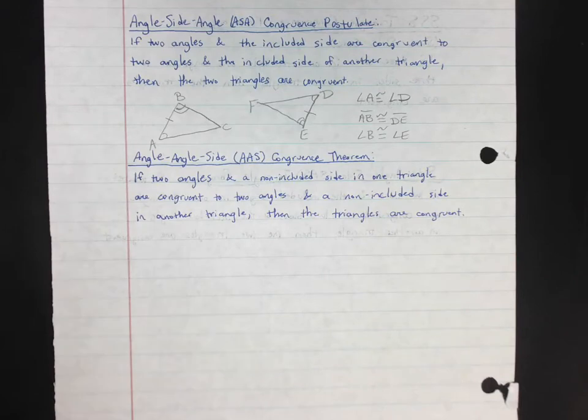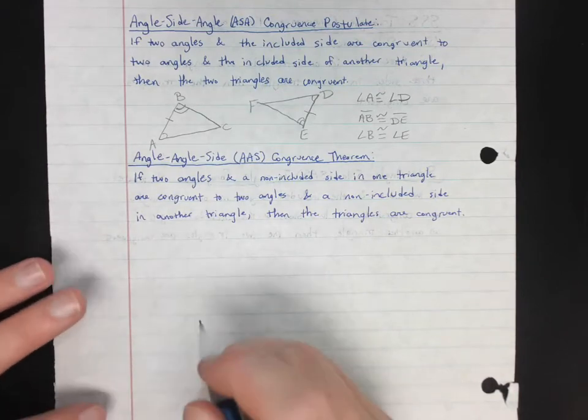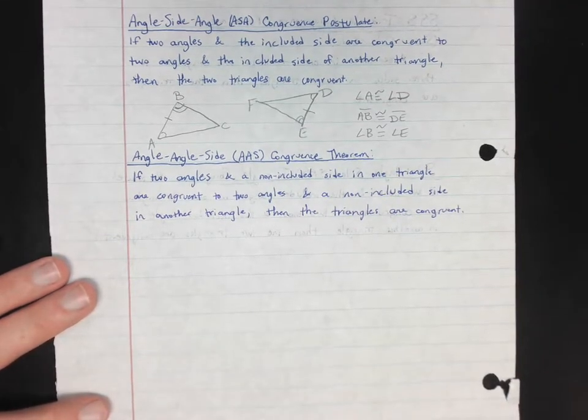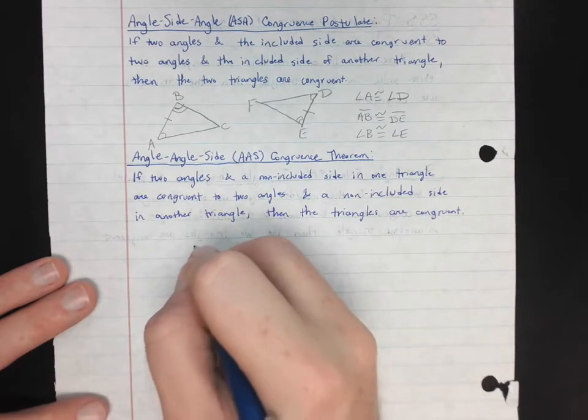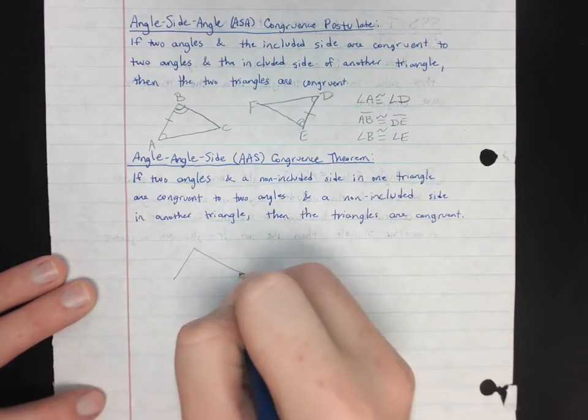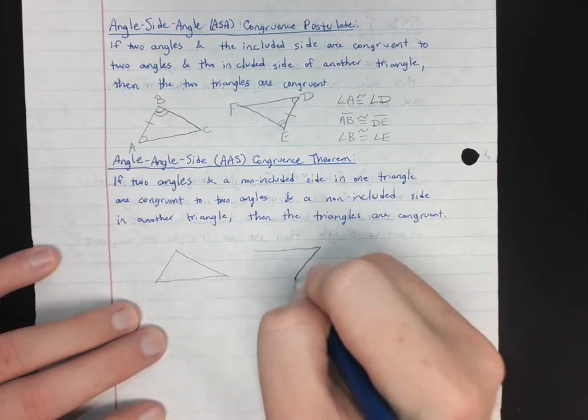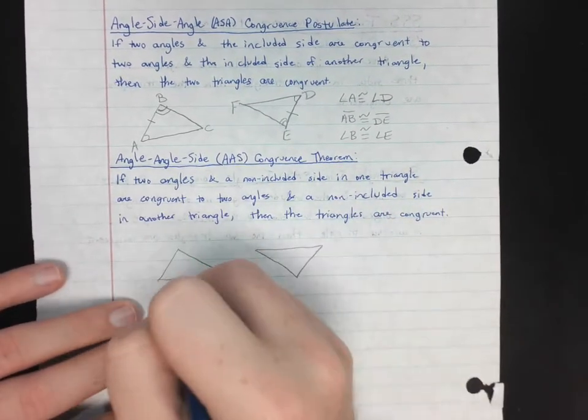Then we have a variation of that. We have the angle, angle, side congruence theorem. So this is one that can actually be proven using the postulates we've learned, in particular the angle, side, angle congruence postulate that we just learned. So let's look at this one and think about it just a second. I'm not actually going to write out the proof, but I will mention it. We will talk about why it works.